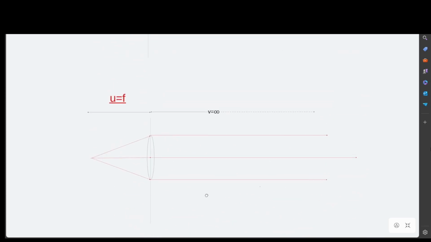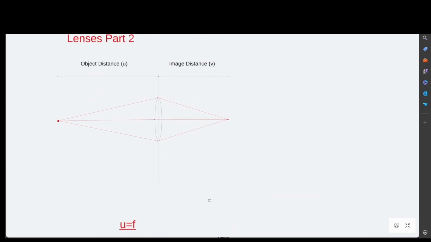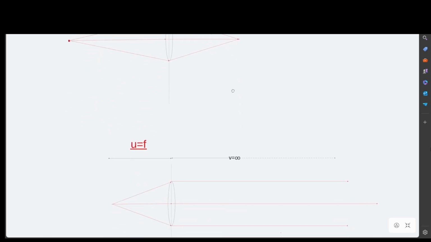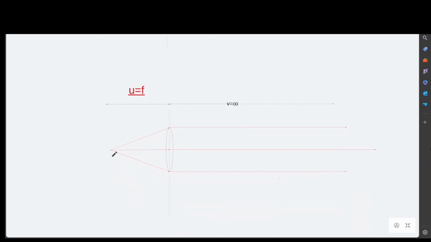So, if you look at the trend, this is definitely greater than the focal length, this distance here, and you get a nice real image at some point. And if you place it even closer, you will get no image formed because the rays never meet. And if you place it even closer, well, there's definitely no image formed over here.